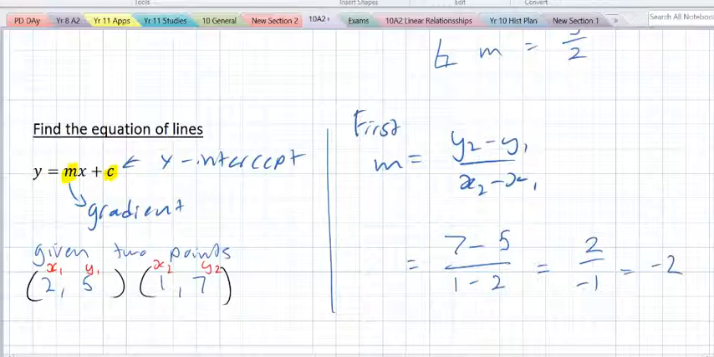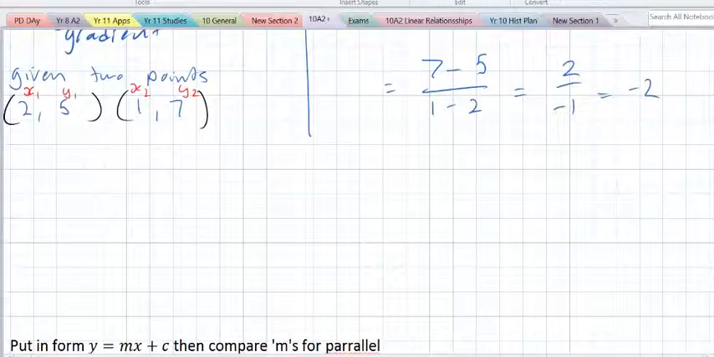We need to find y equals mx plus c. And I don't know what c is yet, but we'll find it in a second. First we get the m, and once we've got m, we're left with y equals minus 2x plus c, and then we need to find c.